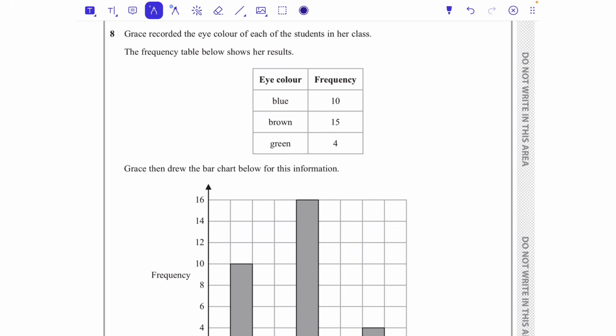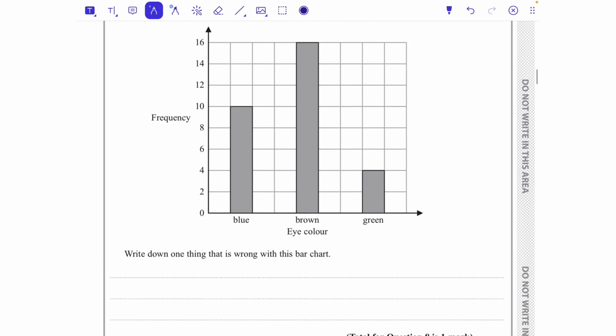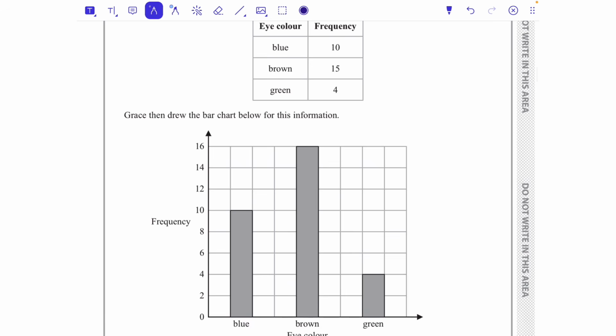The frequency table below shows her results. Grace then drew the bar chart below for this information. So we've got the bar chart there. Write down one thing that is wrong with the bar chart. Okay, so what we want to do, really common answers I see for this question as an examiner is they didn't put a title, but that's not going to be it, okay? It's going to be something fundamentally with the numbers.